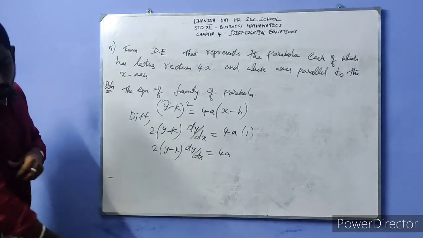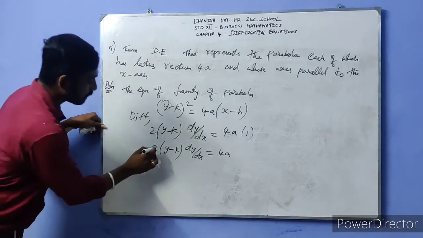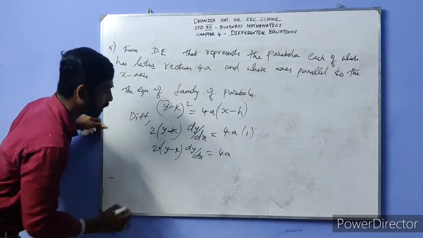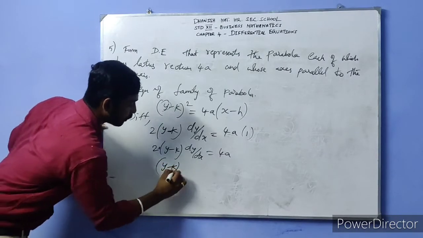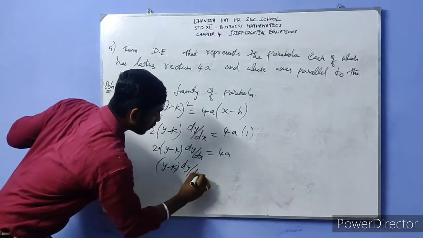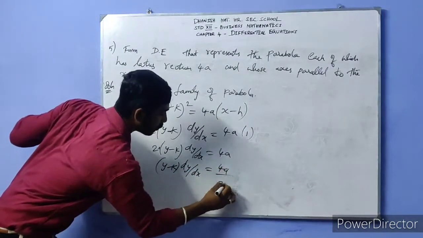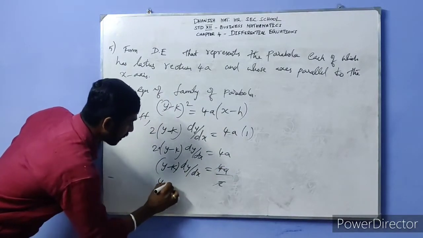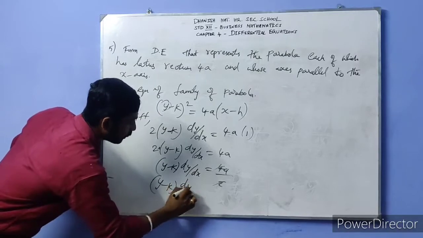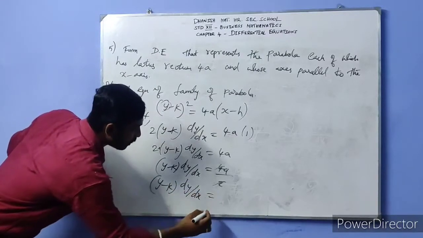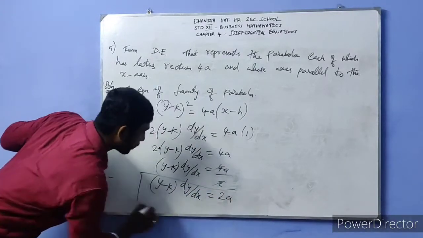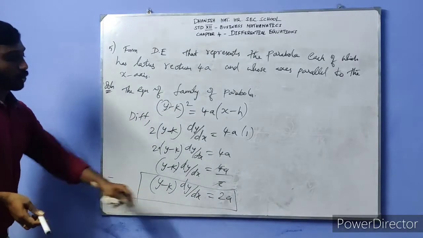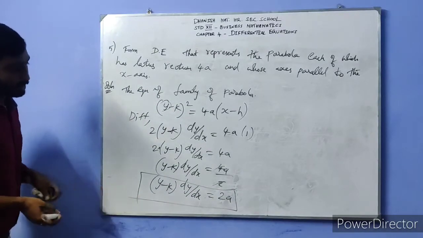So what is the value for 4a? The 2 moves across and changes into a divide. So (y minus k) into dy divided by dx equal to 4a divided by 2. Now cancel the 2 and the 4. That will be (y minus k) into dy divided by dx equal to 2a.